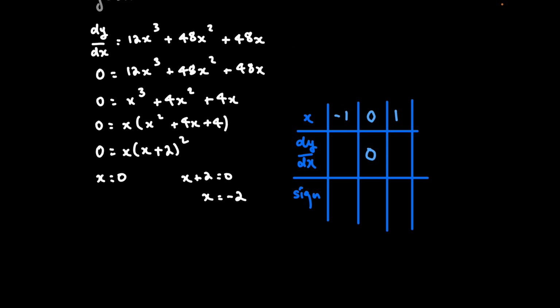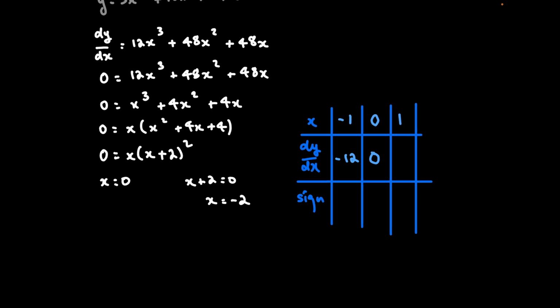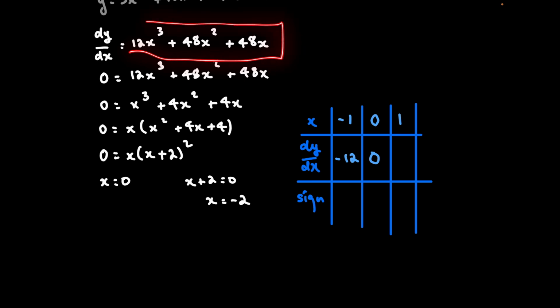So when x equals negative 1, we can work out that it's going to be minus 12 plus 48 and then minus 48. 48 and minus 48 cancel, so you're just left with minus 12. So it's minus 12 over here. Then when x equals 1, okay, I'm not even going to work it out. It's going to be too much effort for me to sub it into this equation.